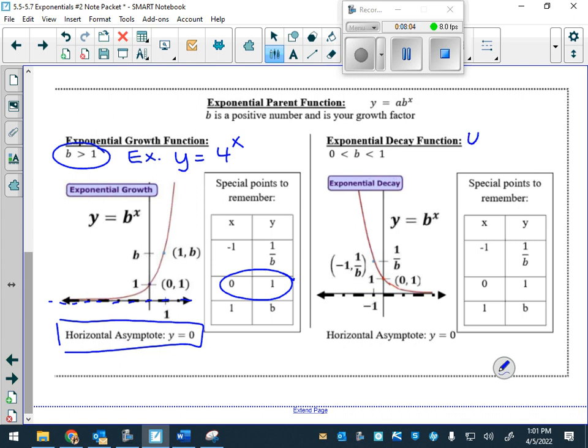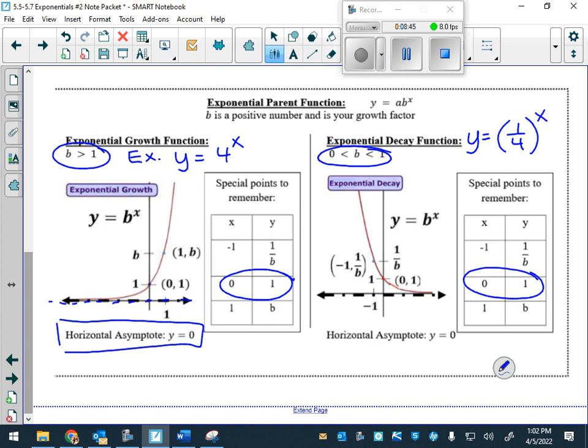So an example of a decay function would be 1/4 to the x, because to represent a decay function, the b value has to be between 0 and 1. Okay? All right. And we still have the same for this equation. Since there's no movement, our y-intercept is still the same, and our horizontal asymptote is still the same. Okay? So those are the two graphs we will be working with.